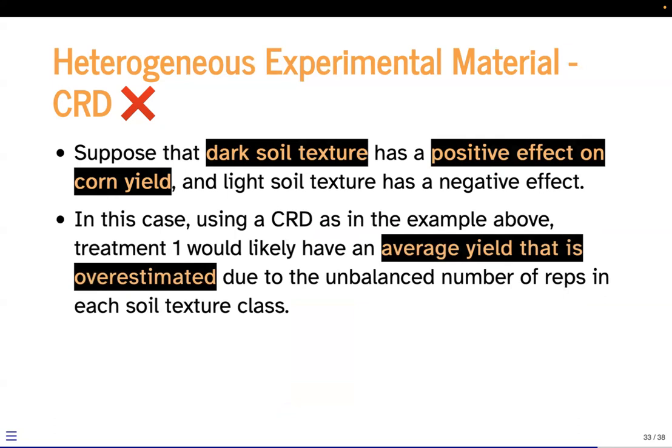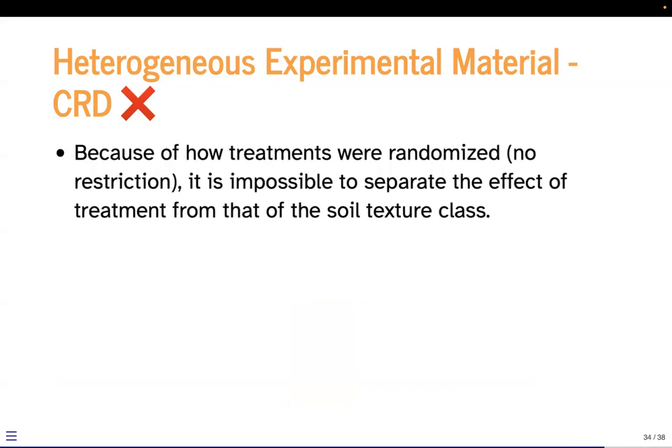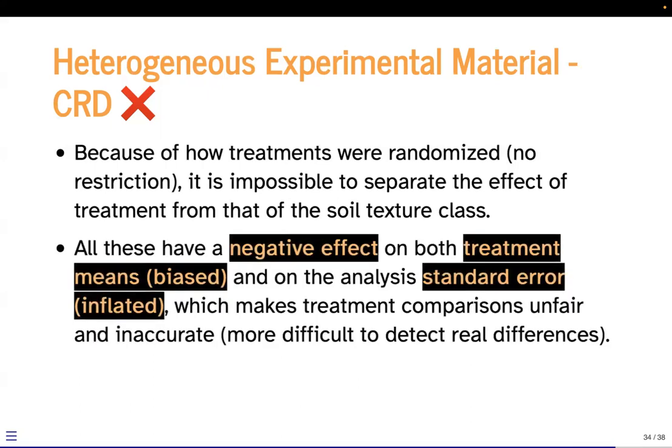Yeah, so I'm just saying again that in this case, treatment number 1 is going to have an average yield that's overestimated because it appears more times in the soil type that's good and less in the one that's bad. And also because of the way that we randomized these treatments to the experimental units, which was without any restrictions, it is impossible to separate that effect. So now the treatment observations and afterwards their means are going to have the effect of the treatment, but also the soil type. You cannot separate them because of how they were randomized.